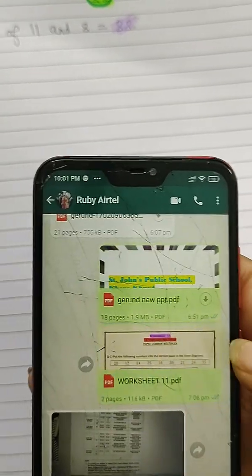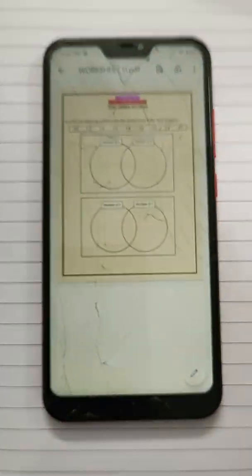I am going to give you one worksheet as homework, worksheet number 11, that you have to do. Let me show it to you. This is also about multiples and the Venn diagram, whatever we have done. Let me show the worksheet to you. It is a very easy, small worksheet.